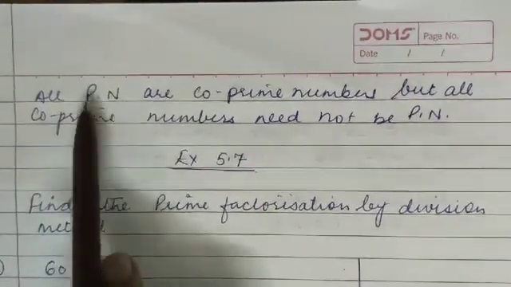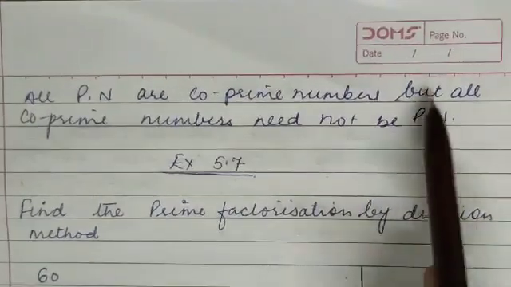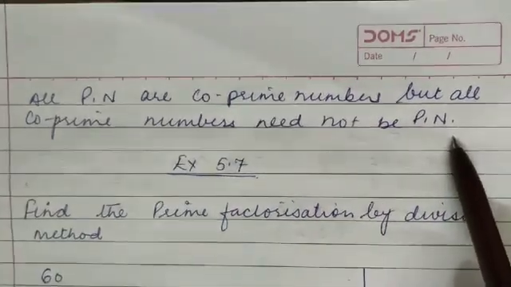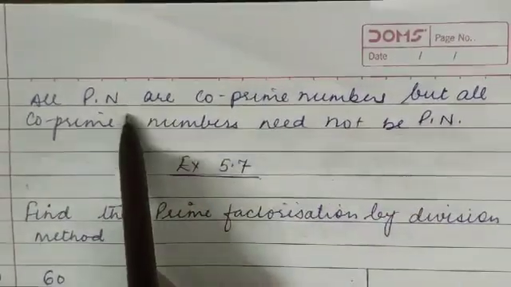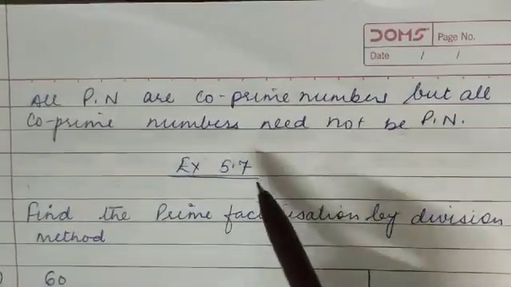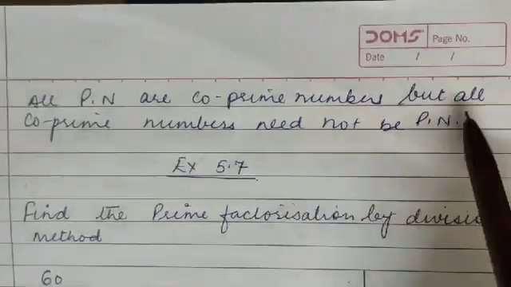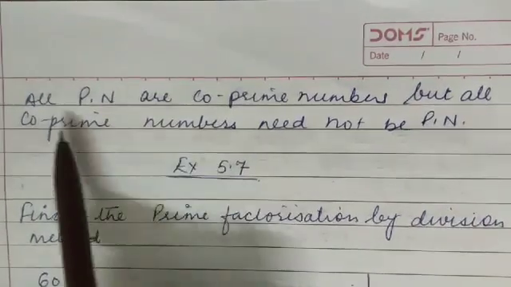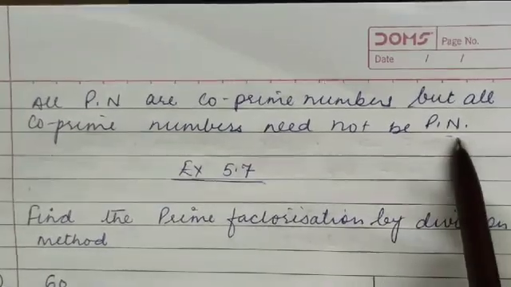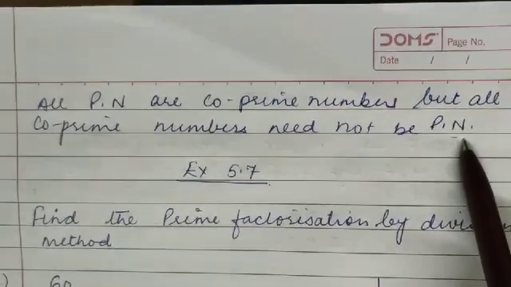Now, here is one important thing. All prime numbers are co-prime numbers, but all co-prime numbers need not be prime numbers. All the prime numbers which we have are co-prime numbers. When we find their factors and find their common factor, the common factor will be 1. But all co-prime numbers are not prime numbers. Clear? They may have more than 2 factors.